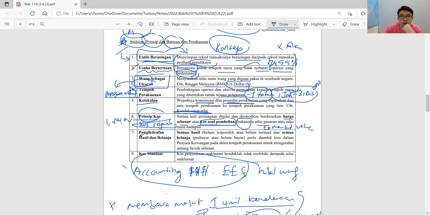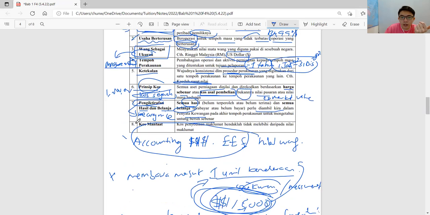Now you go to 7, it is called pengiktirafan hasil dan belanja. Okay, you know what is iktiraf? Iktiraf means recognize. Right, you recognize something. Okay, so here will be you recognize the hasil dan belanja. So this is very obvious. So when you see semua hasil dan semua belanja perlu diambil kira dalam penyata kewangan pada akhir tempoh pengenalan untuk mengetahui untung bersih sebenar. So whenever you see hasil and belanja, you just record. So when you record, that is a pengiktirafan hasil dan belanja.